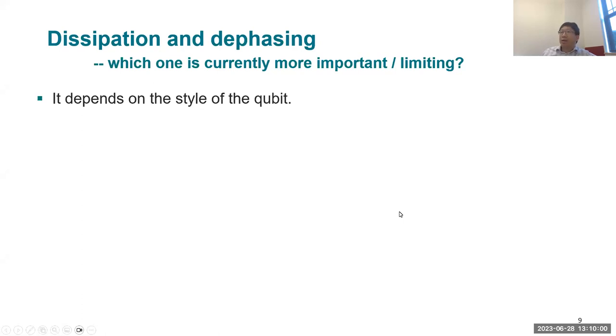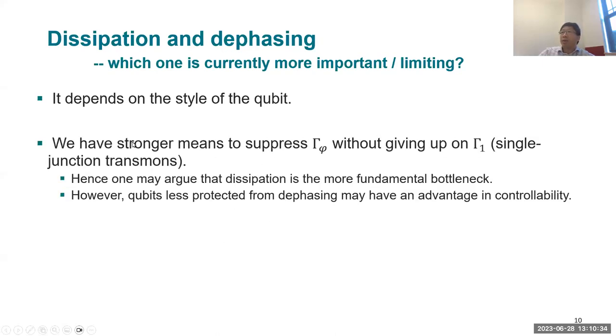Okay, so a question you may naturally ask is, which one of these two things is practically more important or more limiting? I would say it really depends on the style of the qubit. Different qubits have different sensitivities to these different physical processes. For example, some qubits can be made really not sensitive to some of the channels. So some qubits currently are more dissipation limited, and some are more dephasing limited. But I think it's fair to say we have stronger means to suppress the dephasing processes without giving up on the dissipation, the T1 time. For example, for single junction transmons, one can really suppress the dephasing quite well, while the transmon would still have a good T1 time. And therefore, I think it's fair to say that dissipation is the more fundamental bottleneck right now.